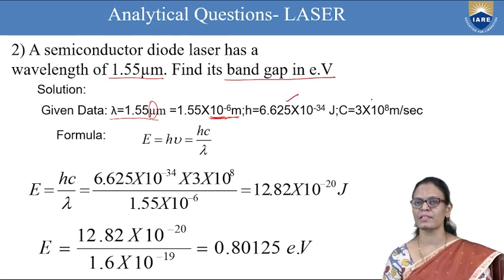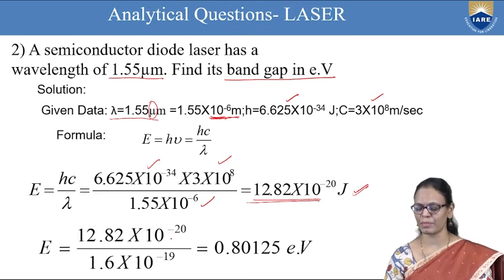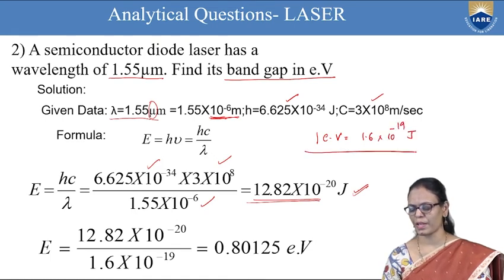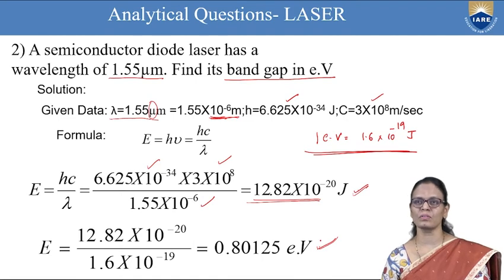So h we have and c we have. So E is equal to h nu or hc by lambda. It is mere substitution: h, c and lambda in meters. So you will get the energy. We are getting the energy in joules. If we want to convert it into electron volt, we'll have to divide it by 1.6 into 10 power minus 19, because 1 electron volt is 1.6 into 10 power minus 19 joules. That is why we divide it by 1.6 into 10 power minus 19 and write the answer in electron volt.